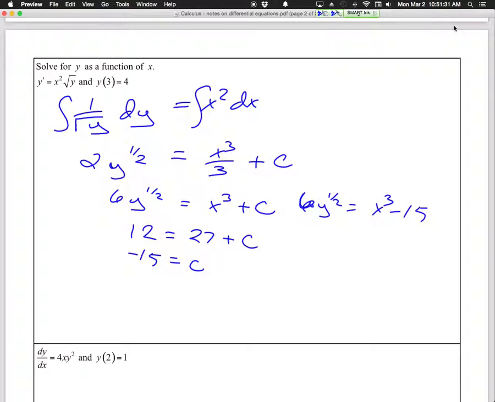So what do you want to do to continue? Get y by itself. How am I going to do that? Divide by 6 and square both sides. There it is.